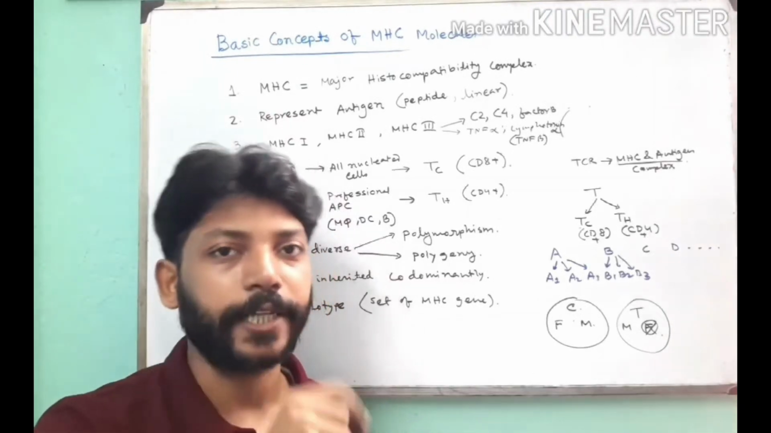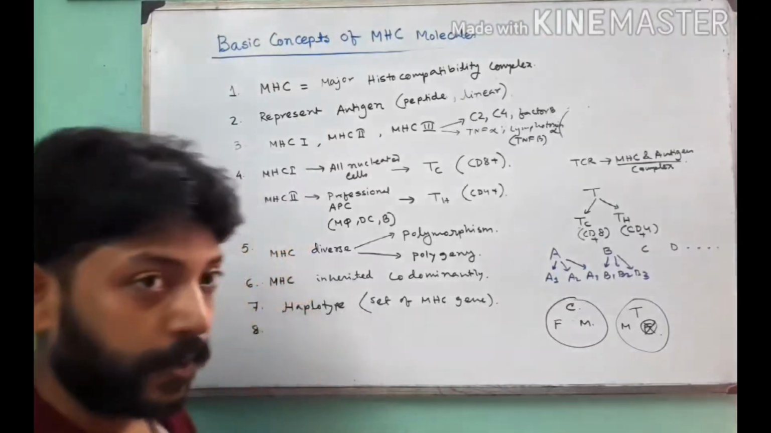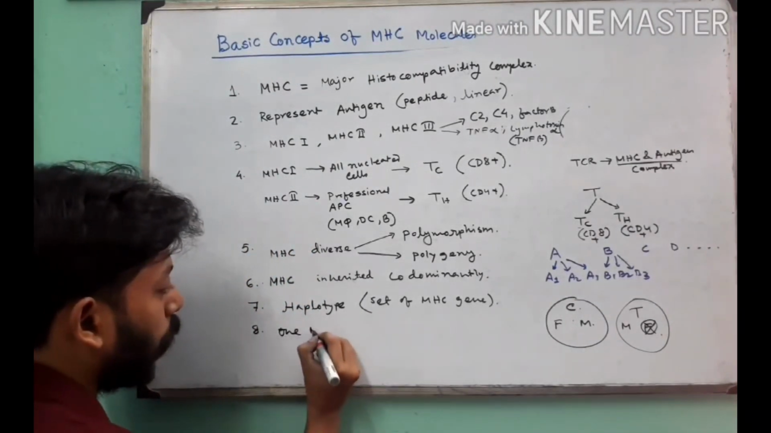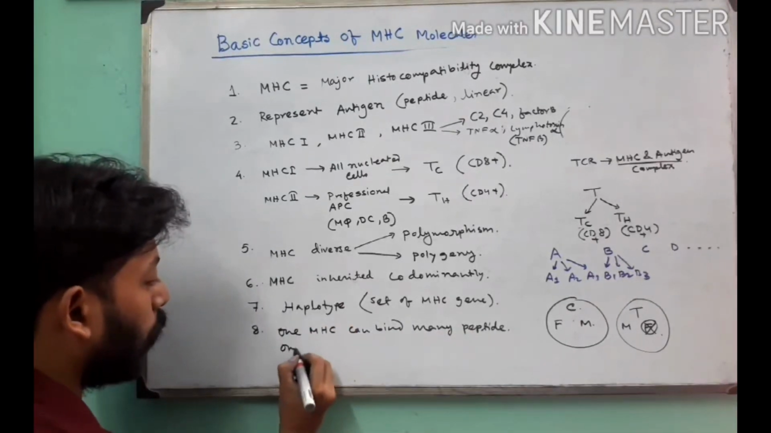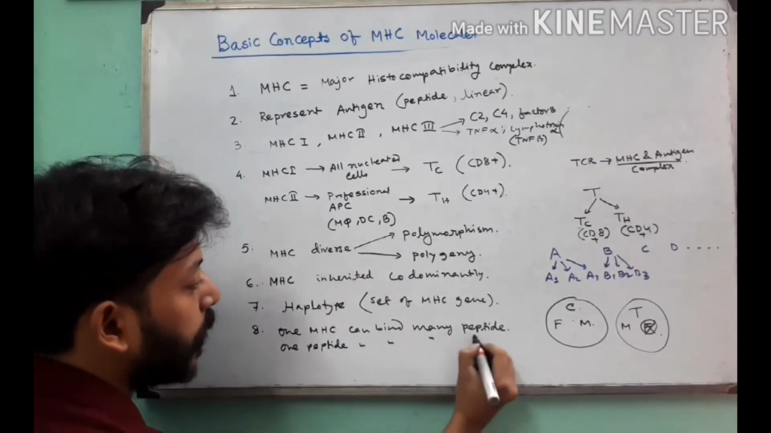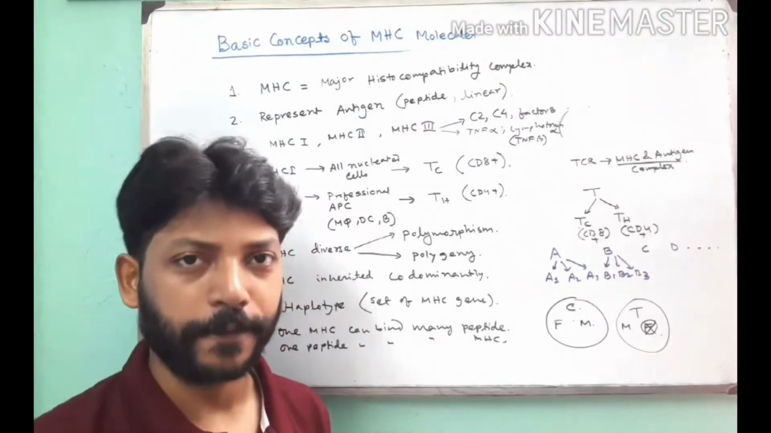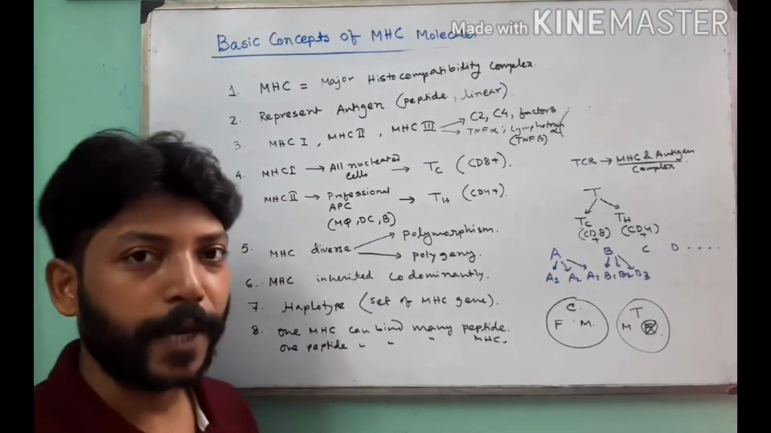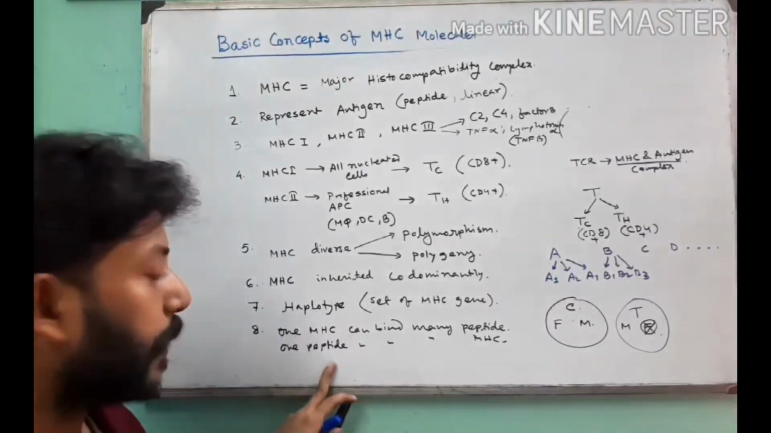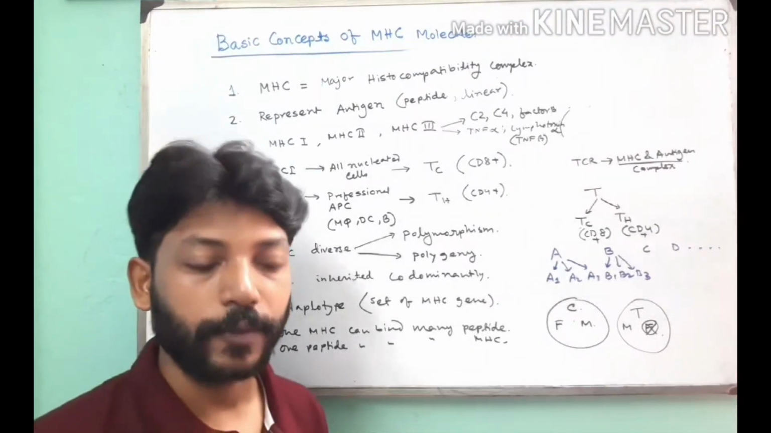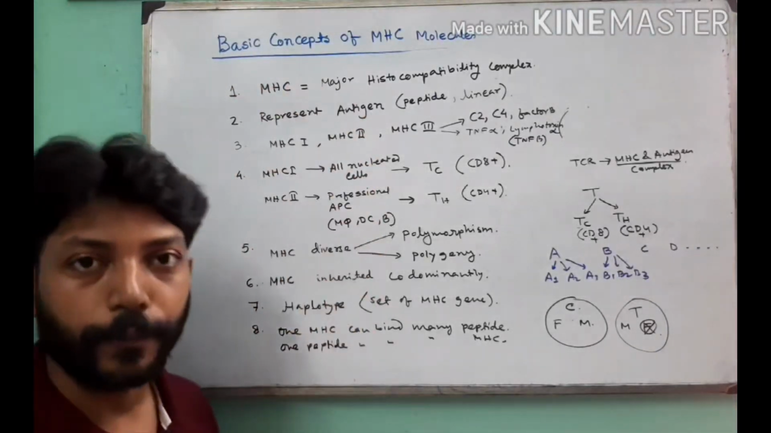Another important point I want to share with you is that an antibody can recognize only a particular antigen, or a T cell receptor can recognize a particular antigen. But one MHC molecule can bind many peptides, and also one peptide can bind many MHC molecules. So MHC molecules are promiscuous. They are not very specific. So they can bind many different peptides, or one peptide can bind many different MHC molecules. I will discuss this in more detail when I explain MHC I and MHC II specifically. Today's class is on the basic concepts of MHC molecules.